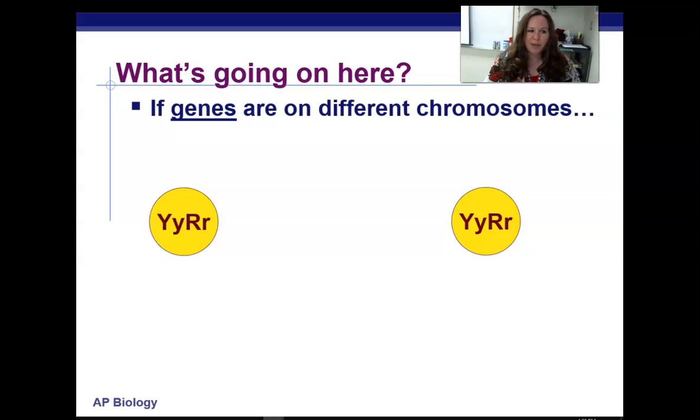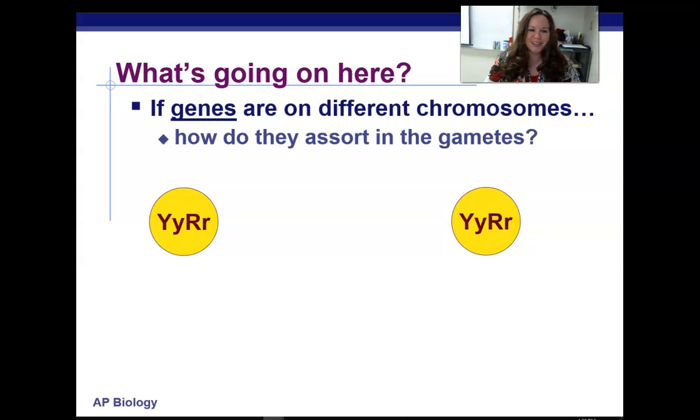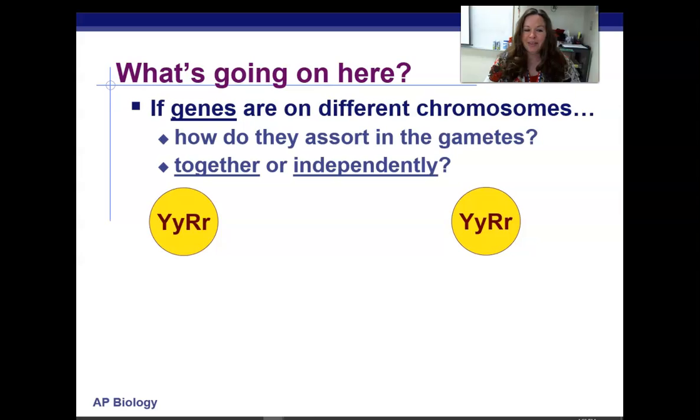So we're wondering, Mendel's wondering, if genes are on different chromosomes, Mendel didn't know about chromosomes yet, but we're wondering how do they assort into the gametes? Do they do it together or do they do it independently? And Mendel would have wondered himself, are these genes or characteristics, because he didn't know about genes yet, related? Are they linked somehow? Are they inherited together?